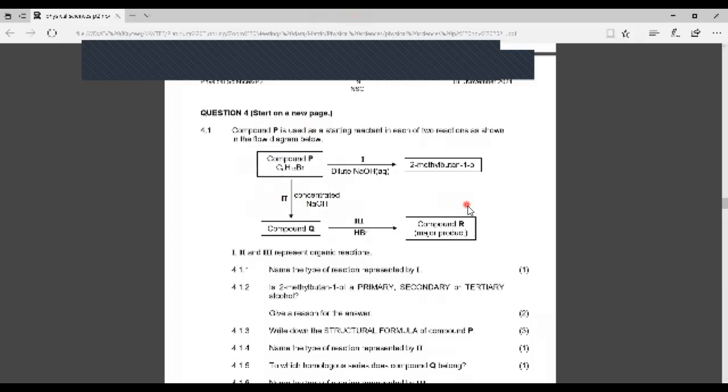Name the type of reaction represented by 1. And I'm going to show a specification like last time. Okay. Dilute sodium hydroxide. Remember what I said. Compound P, they are showing C5H11 bromide. Use your general formula, but think about it. If it was C5H10, it would have been your pentene, right? Because H10. And then because of the 2 hydrogens on the side, it was going to be C5H12, which would have been your pentane.